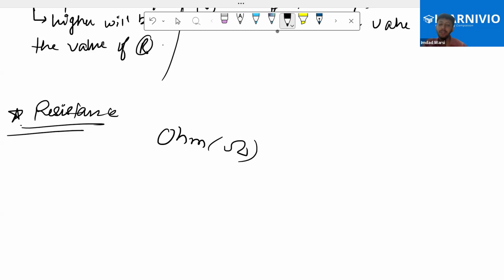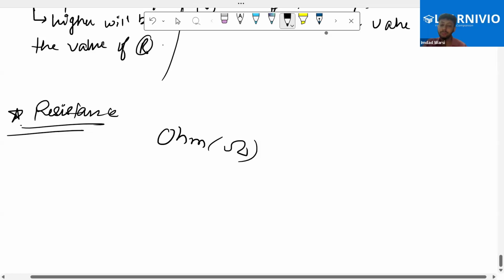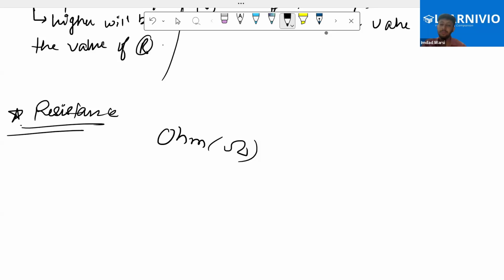Next point. 1 ohm is the resistance of a conductor such that when a potential difference of 1 volt is applied to its ends, a current of 1 ampere flows through it. Written?